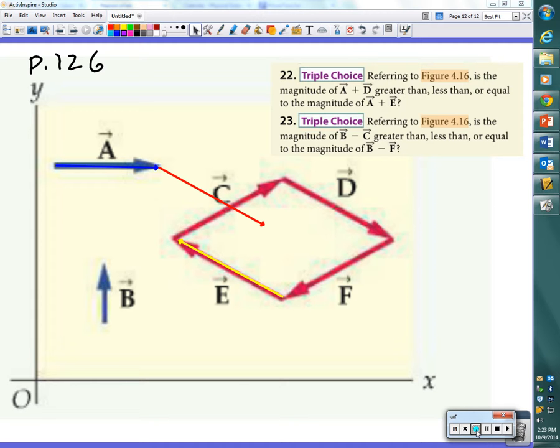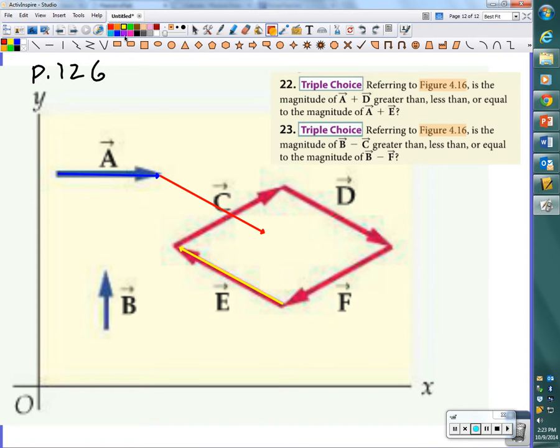Okay. So we moved A and D so that they are in a fashion that we can add them, find the resultant vector, and then we talked about the resultant vector being the one that goes from the tip of the first one, or the beginning of the first one, to the end of the last one. Okay? Good there.